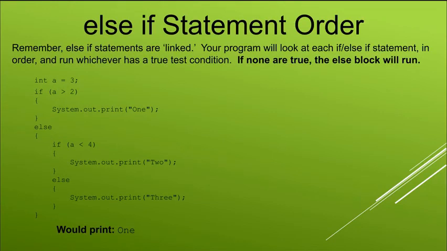Remember, else if statements are linked. Your program will look at each if-else if statement in order and run whichever has a true test condition. If none are true, the else block will run. Here we have a set equal to 3, and we test if a is greater than 2. It is. So we print the 1. Since the first if condition is true, we don't evaluate the else.